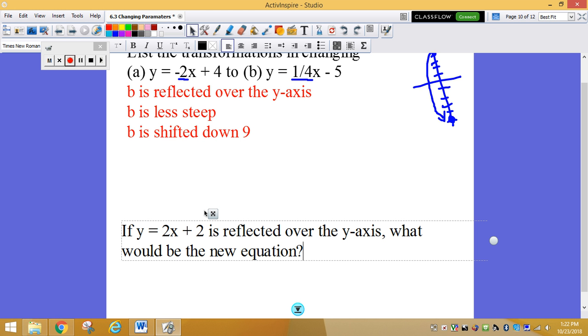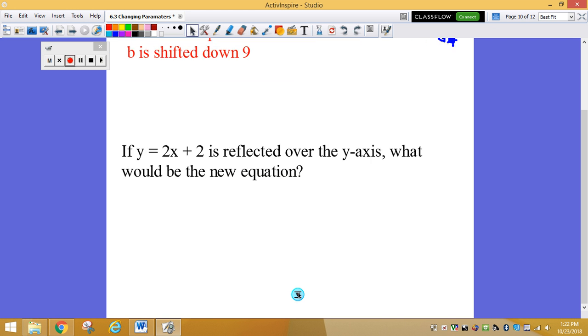So y equals -2x plus 2 is reflected over the y-axis. What would the new equation be? So reflecting changes the sign of the slope. Everything's going to stay the same, but instead of a +2, reflecting over the y-axis would change it to a -2. So that would be my new equation.